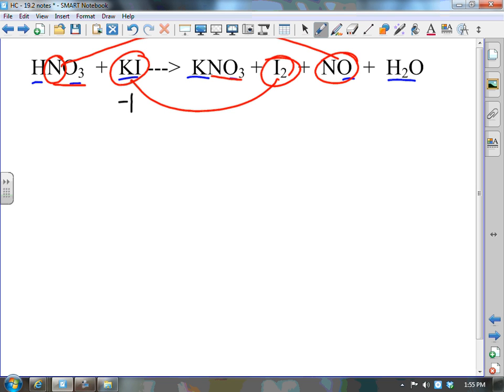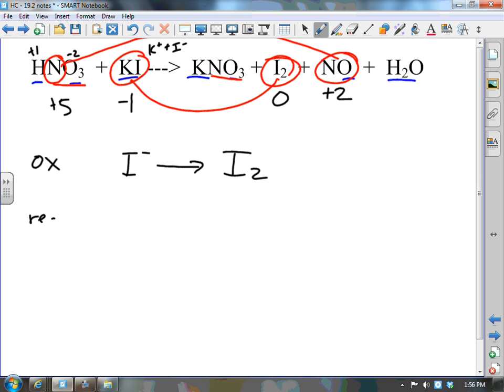Notice here iodine is a -1 and it's a 0 there. Here you've got nitrogens, oxygens are a -2, so that's a -6. Hydrogen's a +1, so that's a -5. Nitrogen's a +5. Over here it's a +2. So our oxidation reaction is iodine in KI, right? Because remember, this is aqueous, so we'd have K plus and I minus. So our iodine ion is changing to I2, and the reduction is the nitrogen in nitrate.